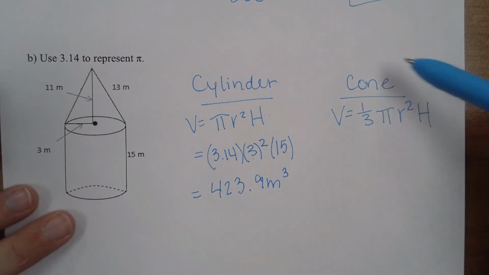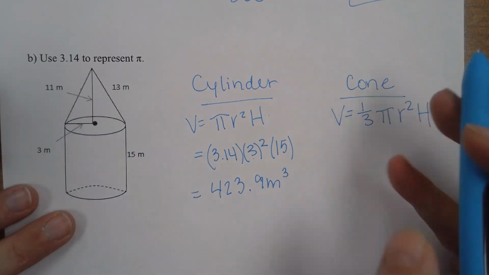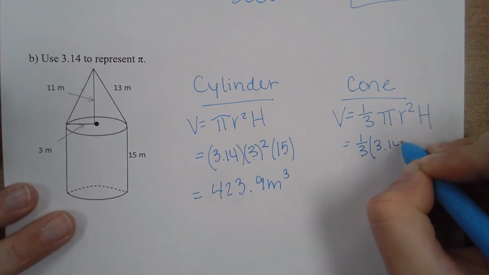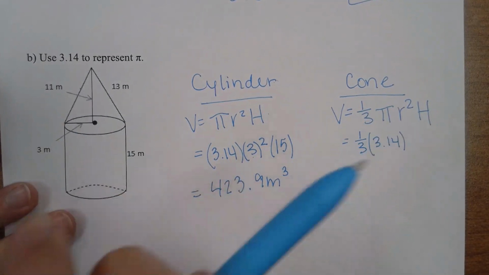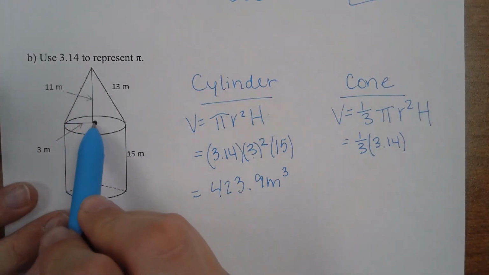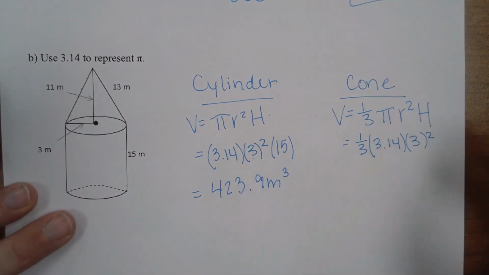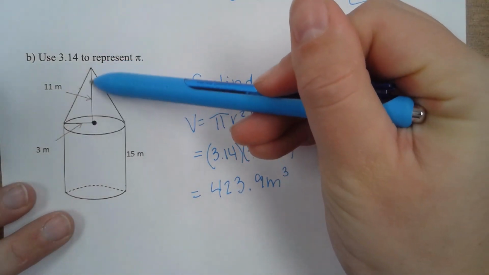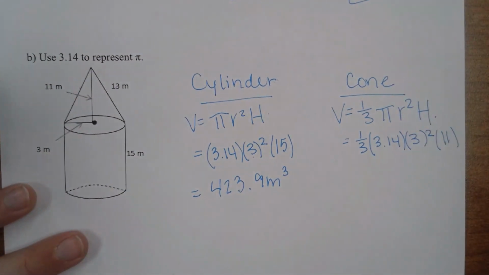And now we need to figure out the volume of our cone. For a cone, we have our 1/3 times pi, which is 3.14. The radius is the same as our cylinder, because the bottom circle of the cone is sharing the circle of the cylinder, so our radius is still 3. But this time, we need the height of the cone, which is indicated by this vertical line right here. So the height is 11.